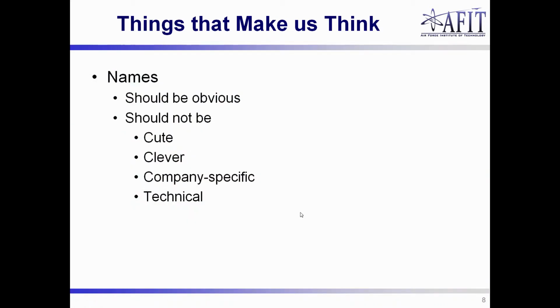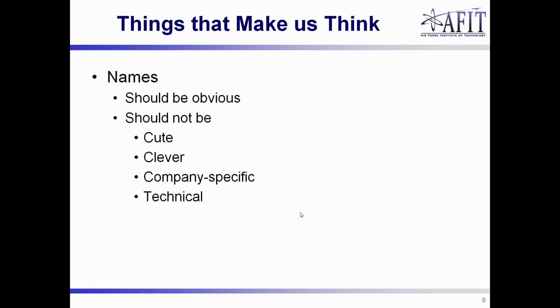All right, so there are a couple of things that make us think. The first one is names, right? So you can make the names clear by making them obvious. So name them what they are. What you don't want to do is make names that are cute or clever, company specific, or technical, right? Because you want to be able to reach a wide audience. And when you fall into those traps, you end up creating names of items, links, navigation that causes the user to be confused about whether or not that's really the item they want to click on, whether or not that's really the place they want to go.